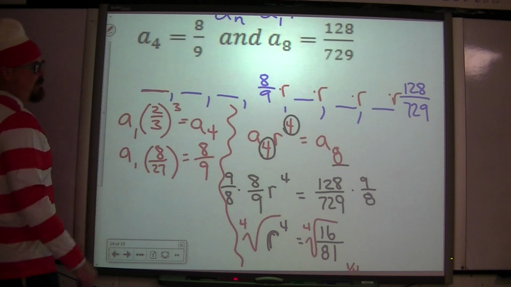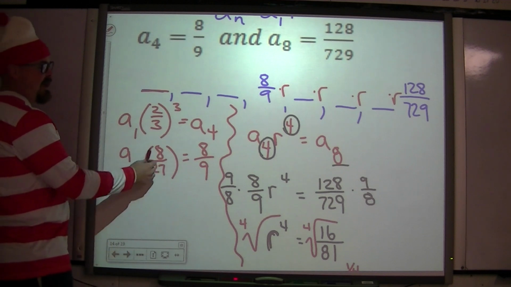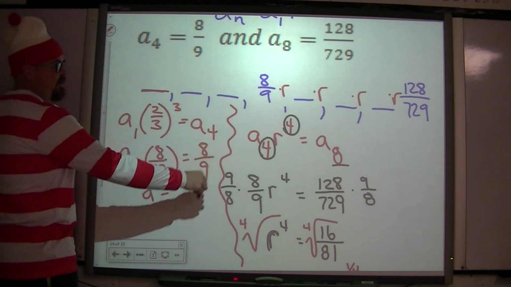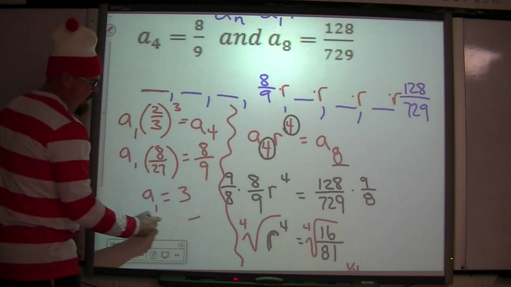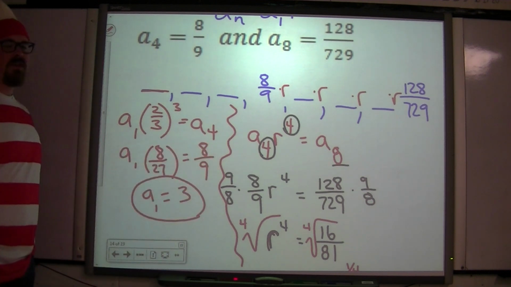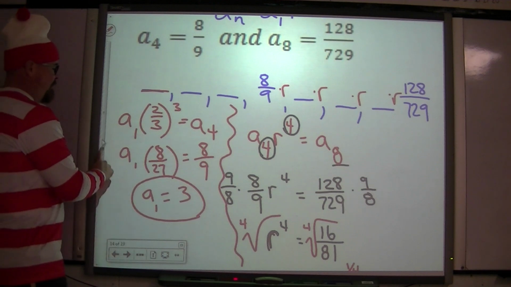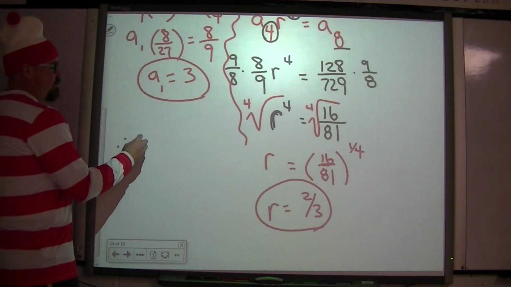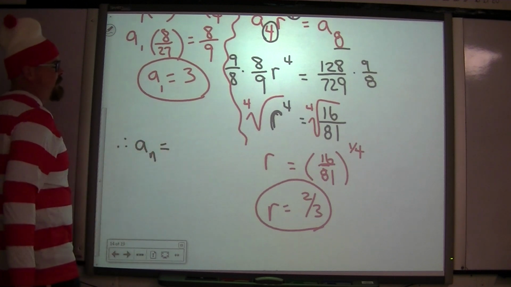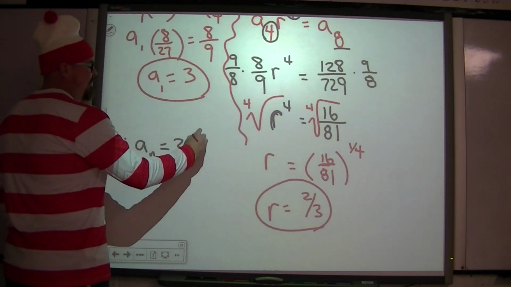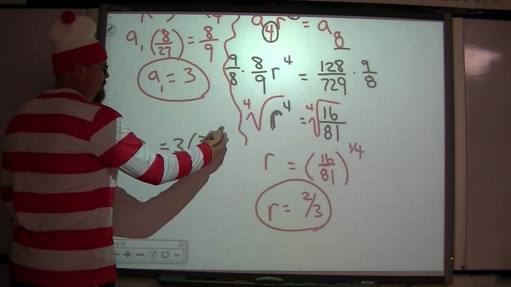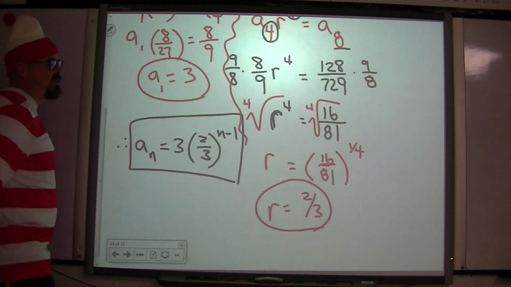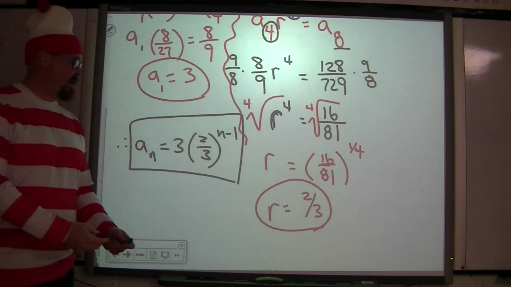If I multiply by the reciprocal of this on both sides, 27 over 8, I'm going to get a value of 3. So I have my first term, I have my common ratio. Therefore, the rule for this geometric sequence would be 3 times 2/3 to the n-1 power. We write the first term in front, we write the common ratio with a base of n-1.